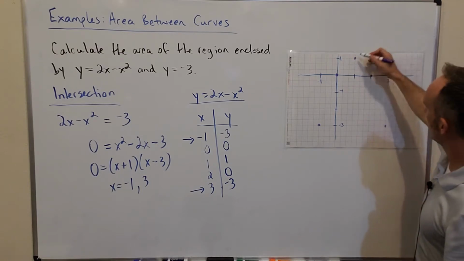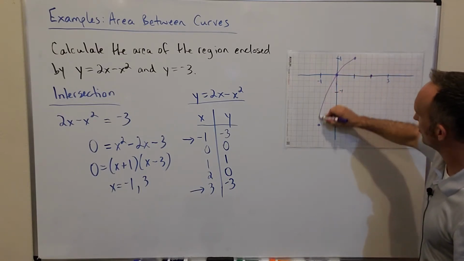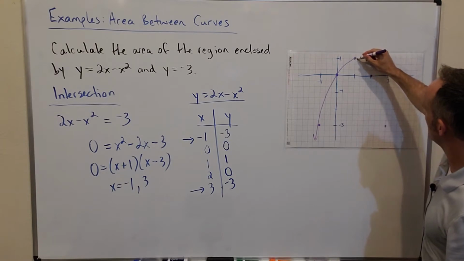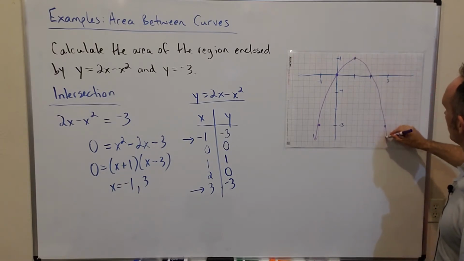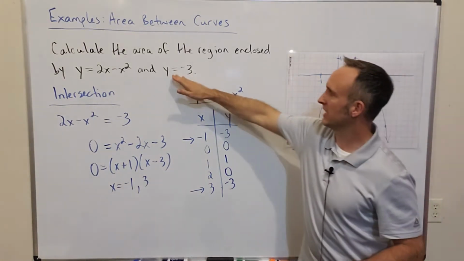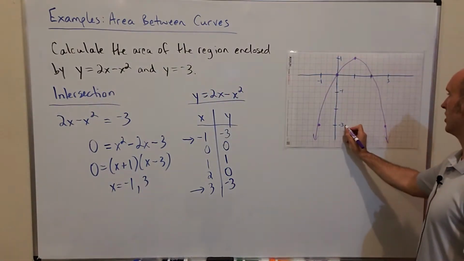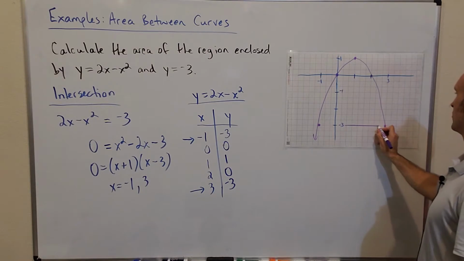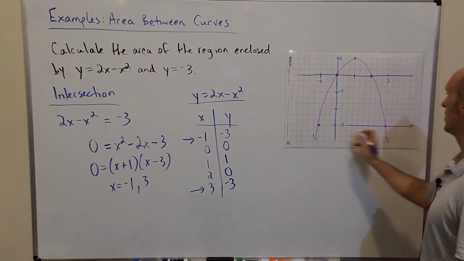And so our parabola, you can see it now, it does in fact open downward as we suspected, as we knew in fact. And that's the parabola. Now the y equals -3 line is just the horizontal line that runs through -3 on the y-axis. Okay?